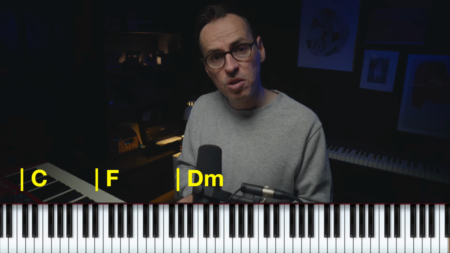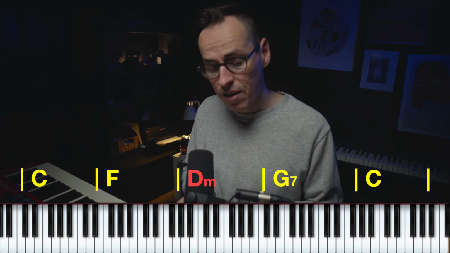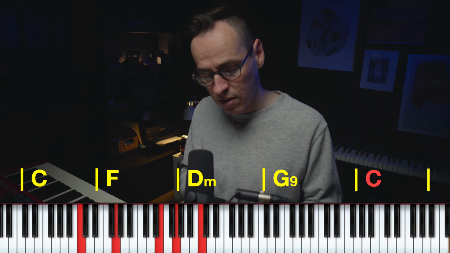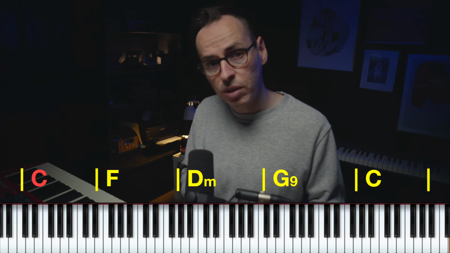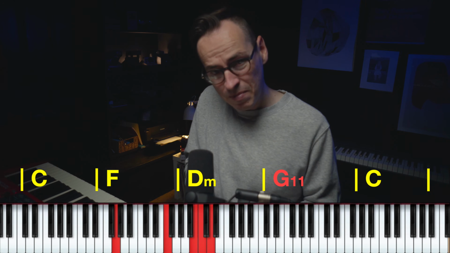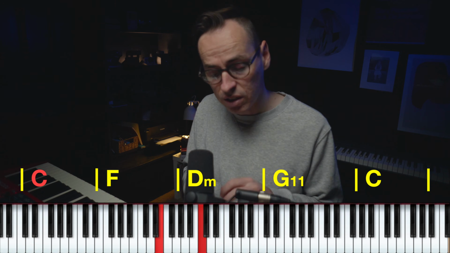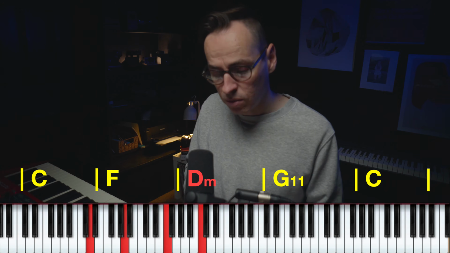Okay, so here's a simple progression. 1, 4, 2, 5, 1. I'm going to add all these other extensions in, and you can hear that it still works. So first I'm just going to add in the 9. And now I'm going to add in the 11th. This time I'm going to add in the 13th. Here it comes.